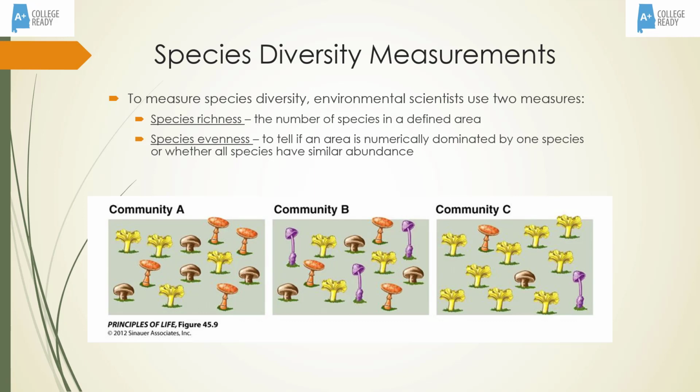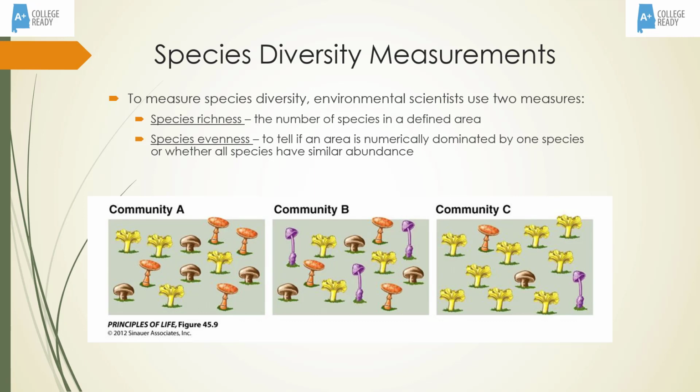Richness simply meaning the number of species in a defined area. How many different kinds of things do you have? That's the pretty basic one. Evenness is if an area is numerically dominated by one species, or whether all species have similar abundance. So richness is just simply how many different kinds of things do you have. Not how many do you have of each thing, but just how many different things do you have.